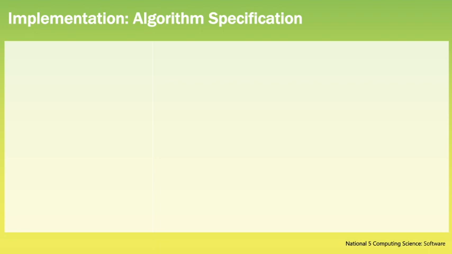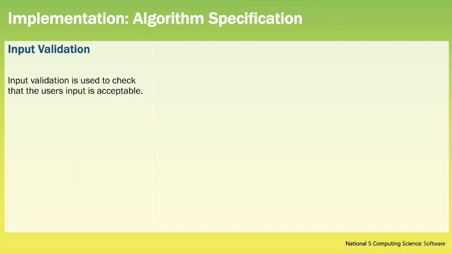The first standard algorithm we're going to look at is input validation. And input validation is used to check that the user's input is acceptable. Now, depending on the programming language that you use, the way that you implement input validation may be slightly different.